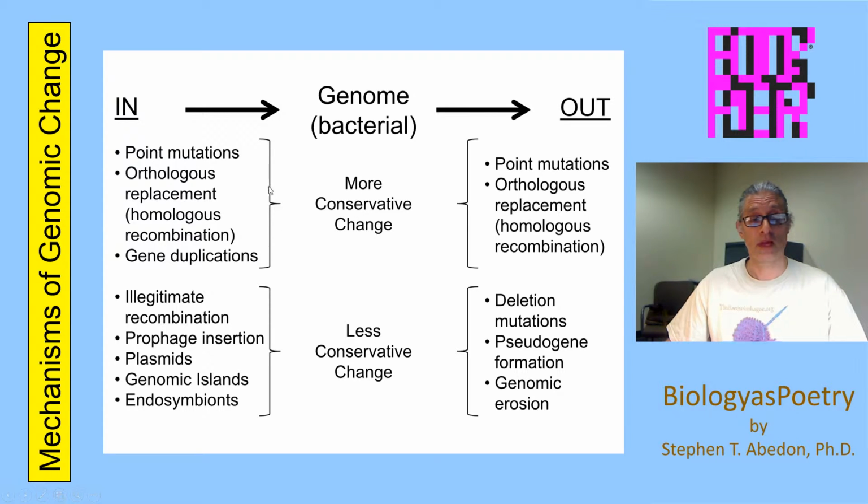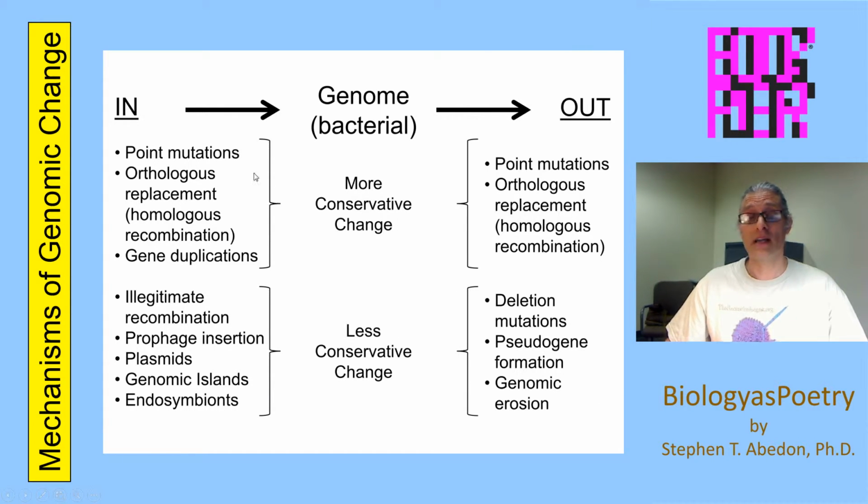the organism. In terms of more radical or less conservative changes that introduce new things into genomes, illegitimate recombination, where you're having insertion of new DNA types, the insertion of prophages into genomes, the acquisition of plasmids, the acquisition of genomic islands, and also the acquisition of endosymbionts are ways of increasing the DNA content of cells by substantial amounts.